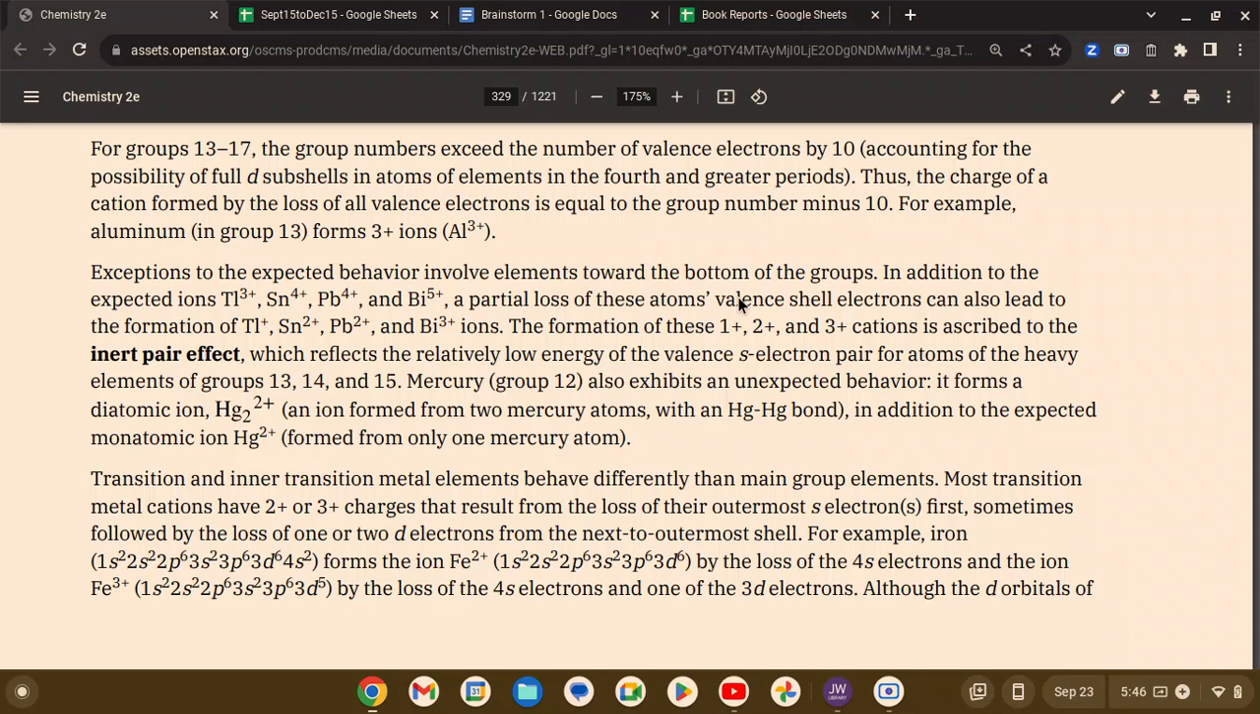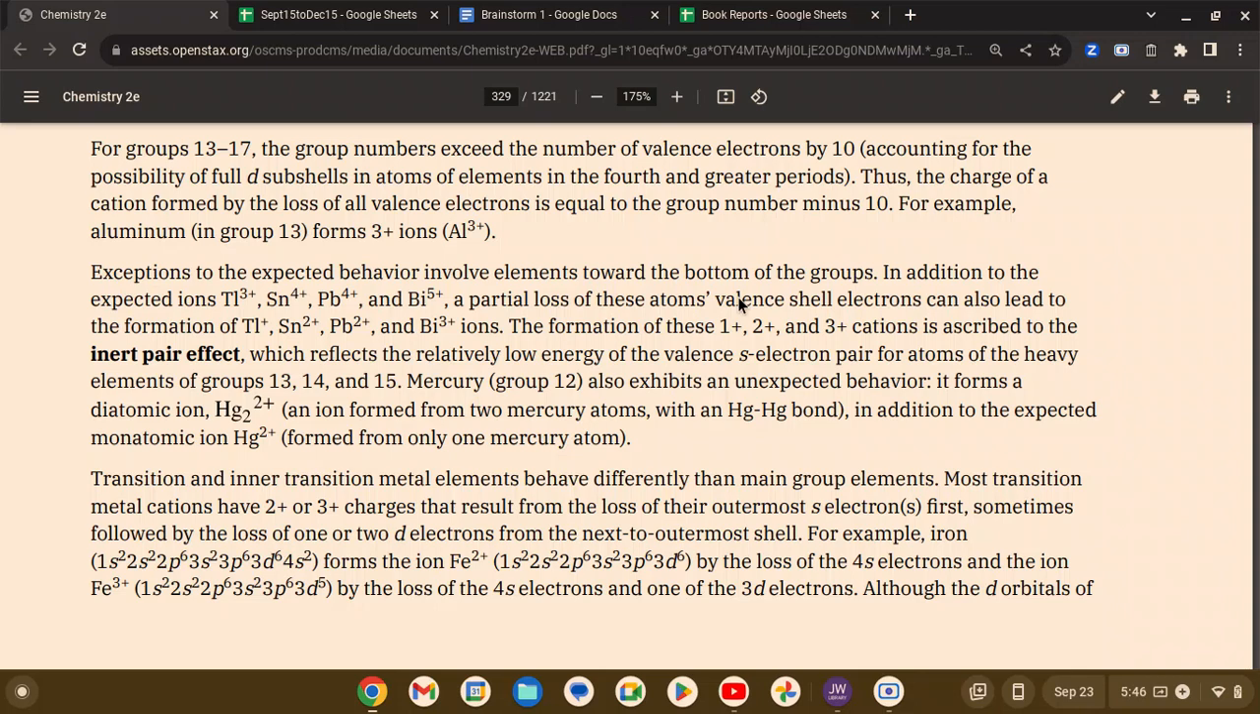Mercury also exhibits an unexpected behavior. It forms a diatomic ion, made with an Hg-Hg bond, in addition to the expected monatomic ion of mercury, which only has one atom.